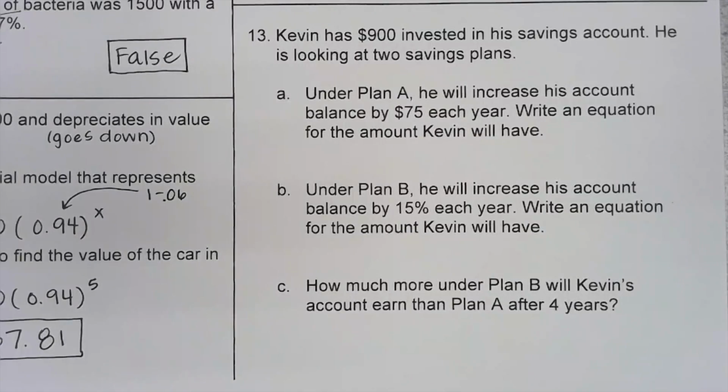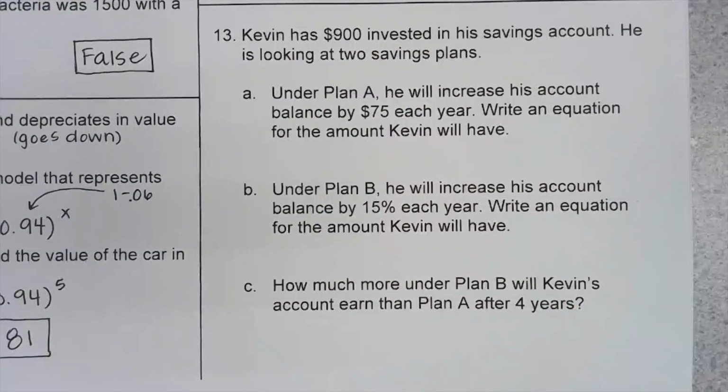Question number 13 is the last question on the review. It says Kevin has $900 invested in his savings account, and he's looking at 2 different savings plans. So under plan A, it says he'll increase his account balance by $75 each year. Write an equation for the amount of money that Kevin will have.